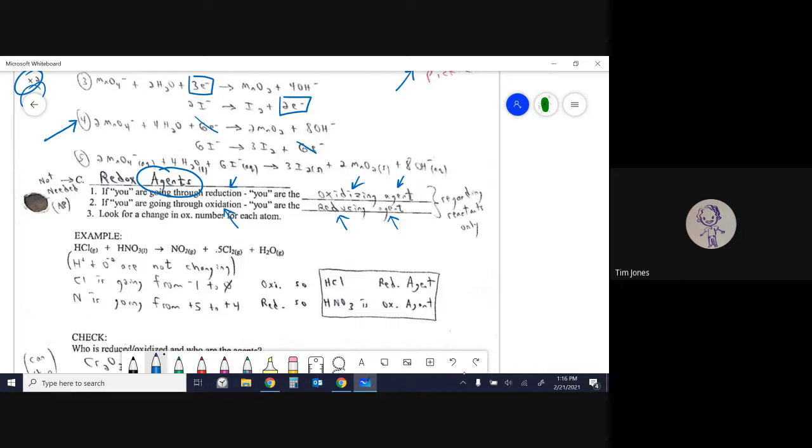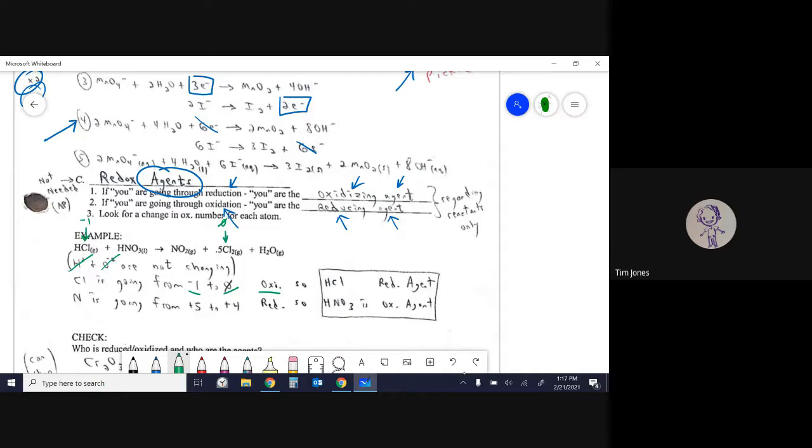This will make more sense when we look at one. Take this equation here. It's already been balanced. You need to focus on the atoms that are changing oxidation number. So notice hydrogen and oxygen are not changing, so we don't care about those. It's the chlorine and the nitrogen. The chlorine right here is -1 oxidation number, and right here is 0. So it's going from -1 to 0. It is being oxidized. Leo, it's losing electrons.